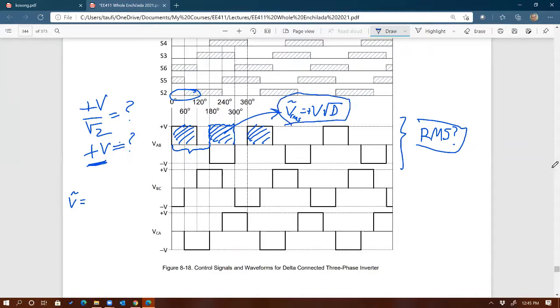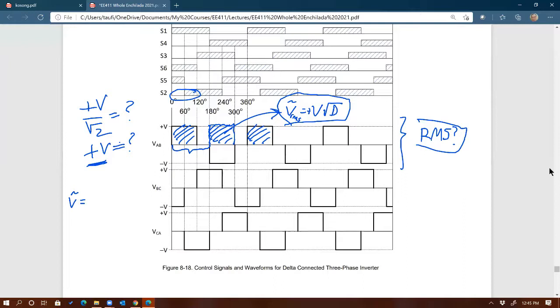But where is this coming from? Where is this equation coming from? So don't forget the basics, right? If you are given a different waveform, what equation do you have to apply? The root mean squared. Yes.